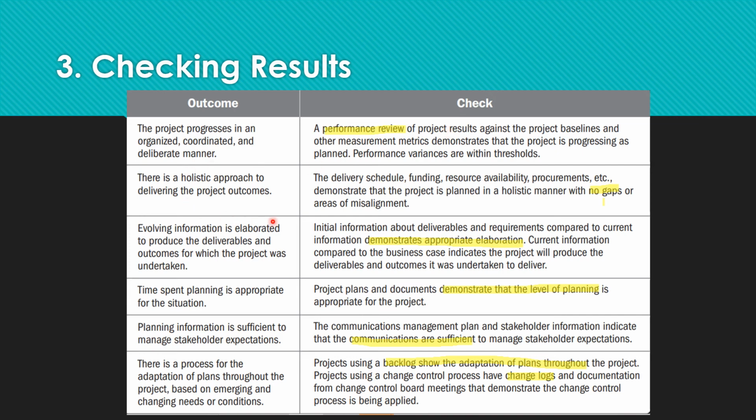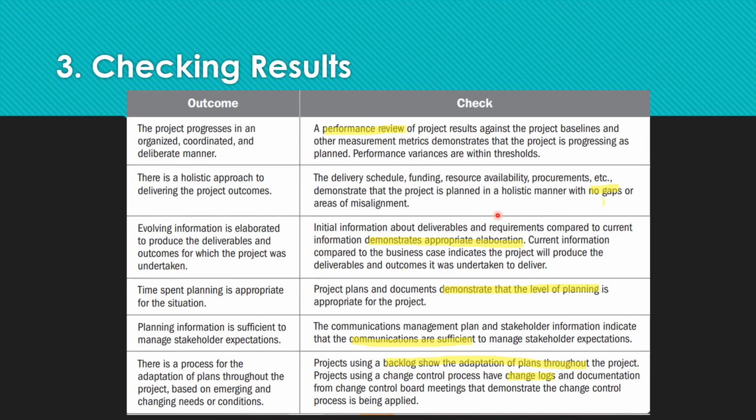How will we check the holistic approach, ensuring that the delivery schedule and funding resource availability demonstrate that the project is planned in a holistic manner with no gaps and areas of misalignment? Right? We're planning funding and scheduling to ensure that our project has no gaps and no misalignment with your overall portfolio, no gaps in terms of business outcomes.